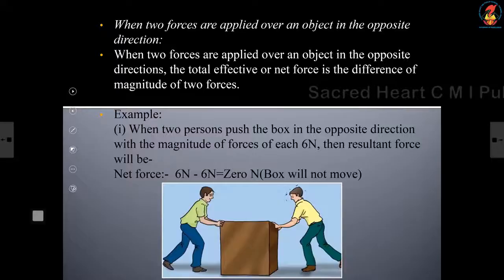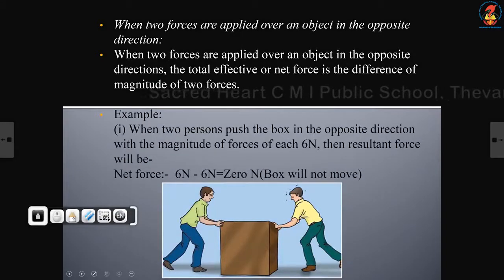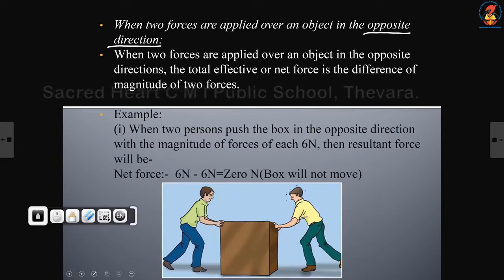Okay. Now, when two forces are applied in the opposite direction, how will you find the net force?